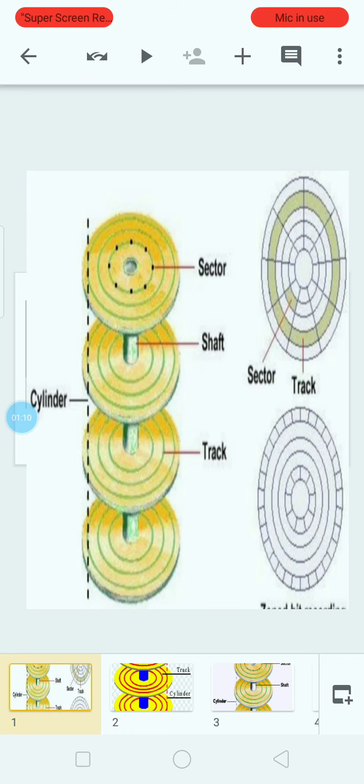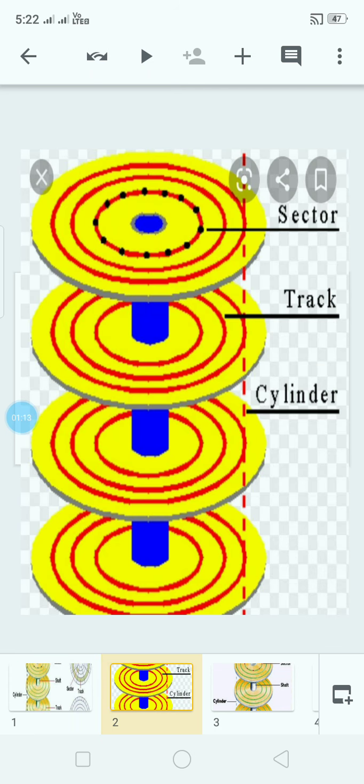Now, what do you mean by a disk pack? To increase storage capacity, disks are assembled into a disk pack, which may include many disks and hence many surfaces. A disk pack is a layered grouping of hard disk platters. Disk pack is the core component of a hard disk drive. In modern hard disks, the disk pack is permanently sealed inside the drive.